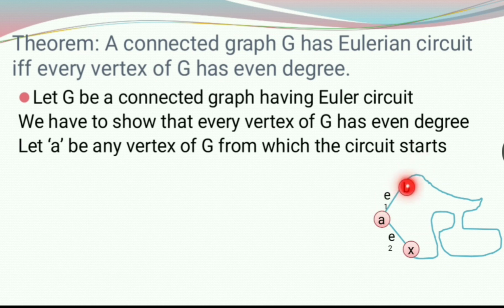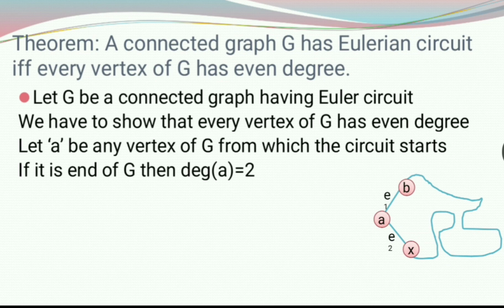So in this way, what is the degree of A here? You can see the degree of A is 2. The Euler path starts from A, it goes to some places, it again returns back to A. So in this way the degree of A is 2, which is even. So if the circuit ends here, then the degree of A is even. But if it doesn't end here, then again it will move to some other point.